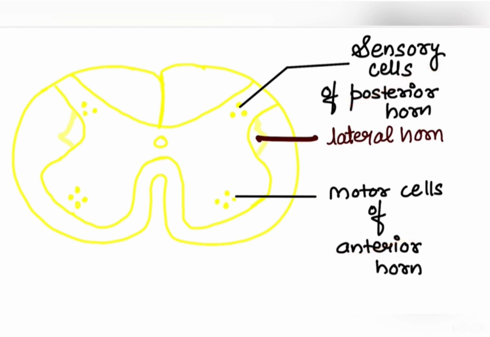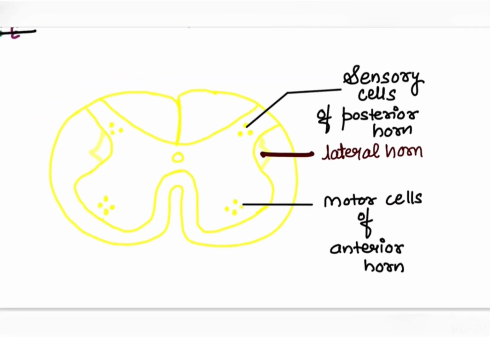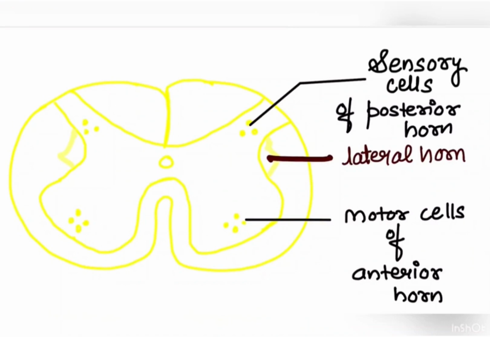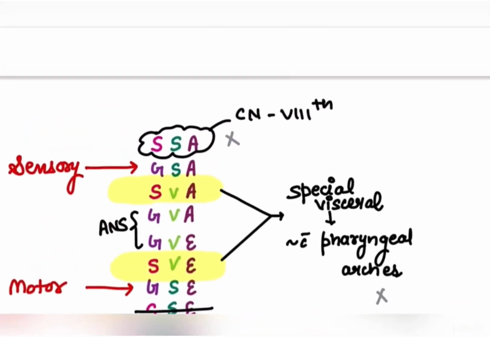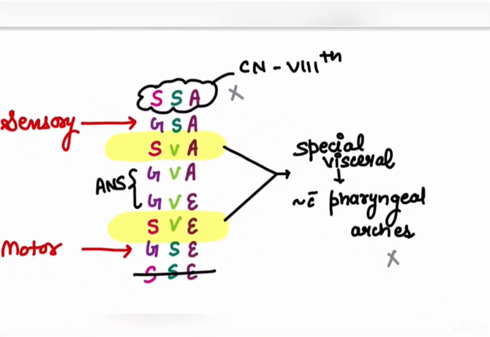So these three horns: we know that sensory cells are the ones which basically carry the afferent impulses from the periphery, and motor cells are the ones which will give efferent supply to the peripheral muscles so that they can contract. But it is not that simple. It is not just the sensory supply from the somatic system and the efferent supply to the somatic system that exists in our body. We have so many other functional systems too.